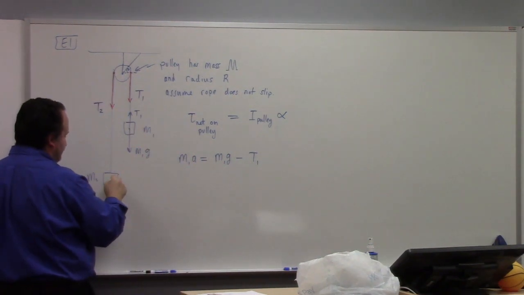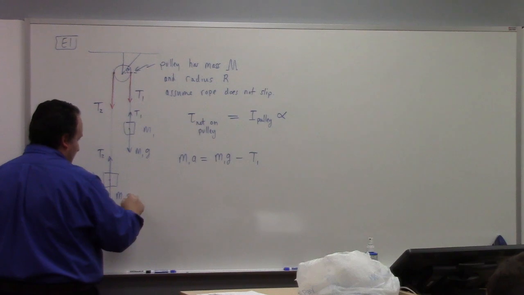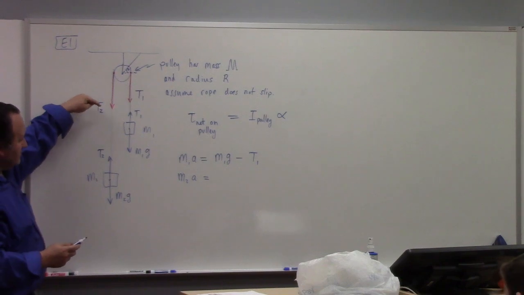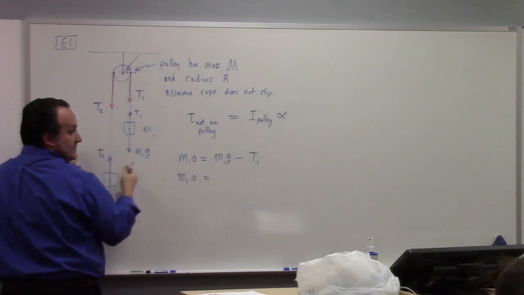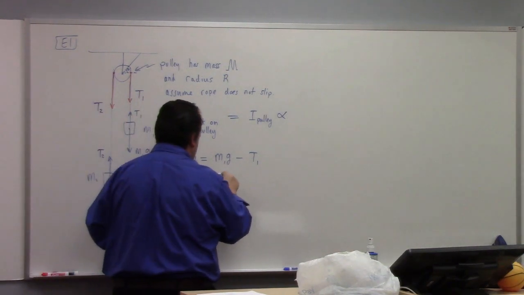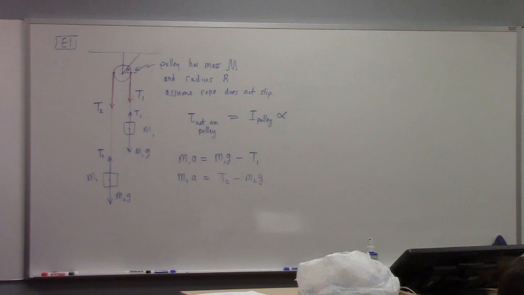On M2, what do you got? You have T2 going up. You've got M2G going down. What do we got? We've got M2A equals to what? Now notice that if this is positive direction for A, if that's the same A, I guess that's the question. Is it the same A? I think it has to be the same A on both sides. Otherwise, the rope would be stretching, right? So on this side, the T2 is positive, and it's minus M2G, all right? So I'm stuck with that, okay?